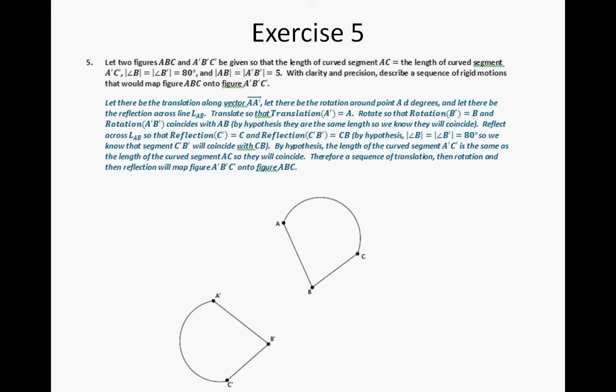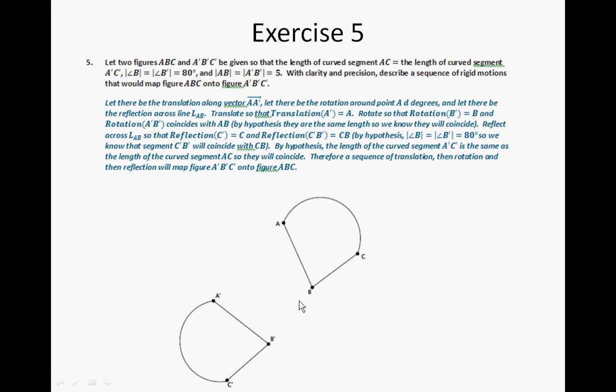So let there be a translation along vector A prime. Now you could have done B prime. That is completely fine. This is one way you could have done it. They chose A prime. Then they decide to rotate. Once you have A prime on top of A, you can rotate around point A d degrees until you find a reflection of a line.